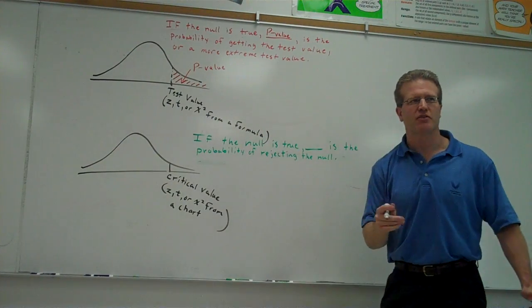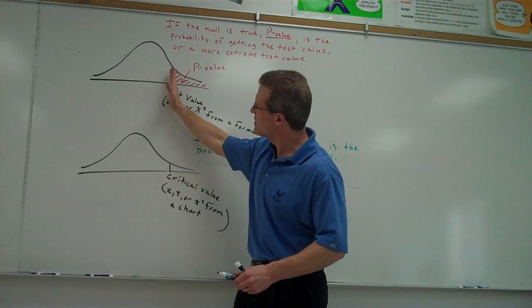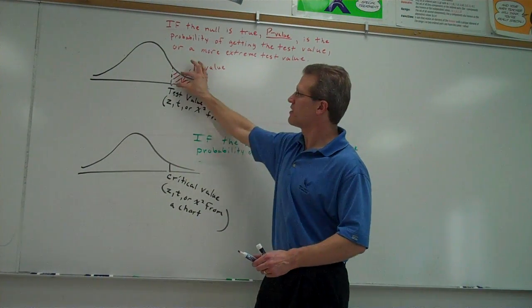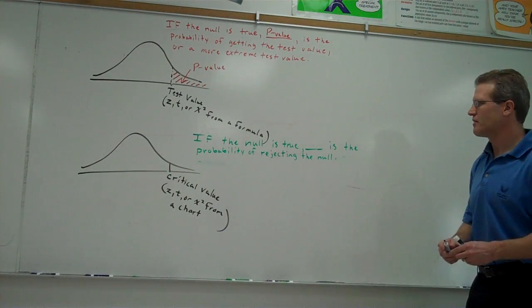Stands for probability value. And it's the probability of getting a test value right at that line or to the right of it. That area represents the probability. Remember, areas under the curve represent probabilities. So, all right, next one down here.